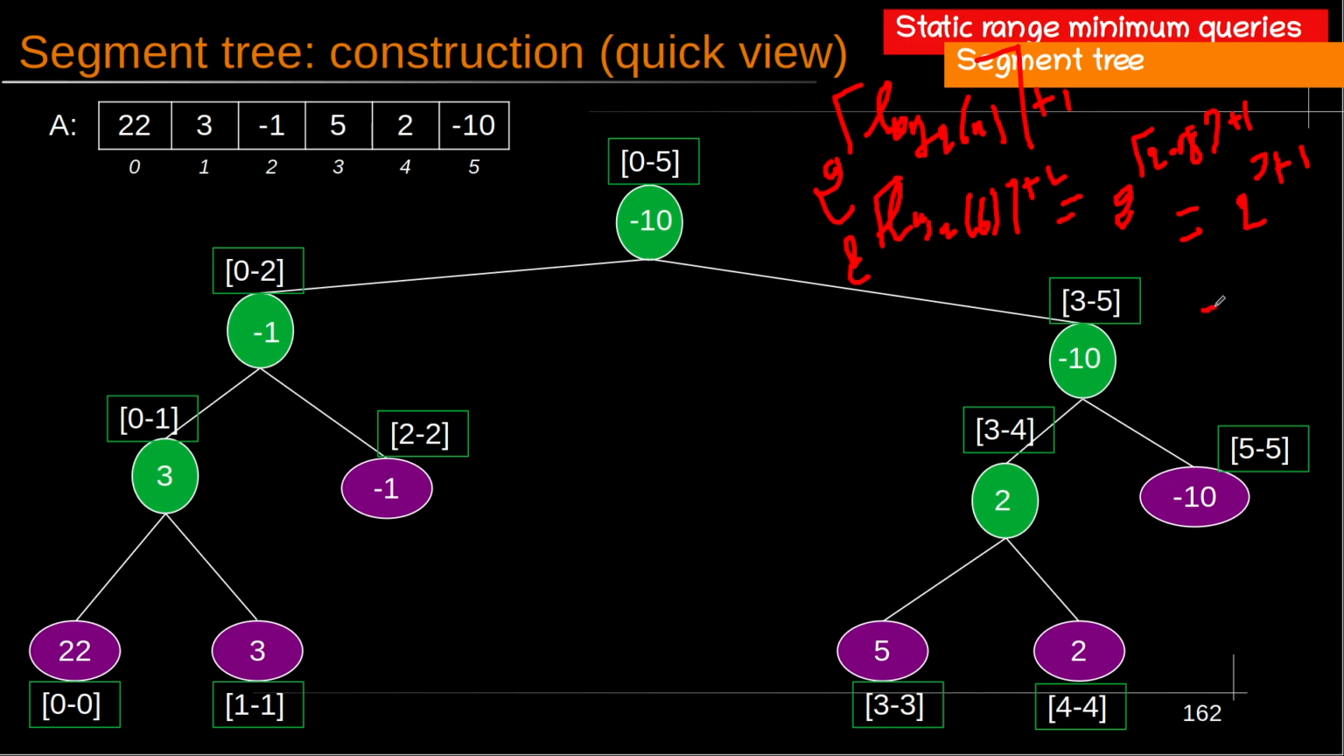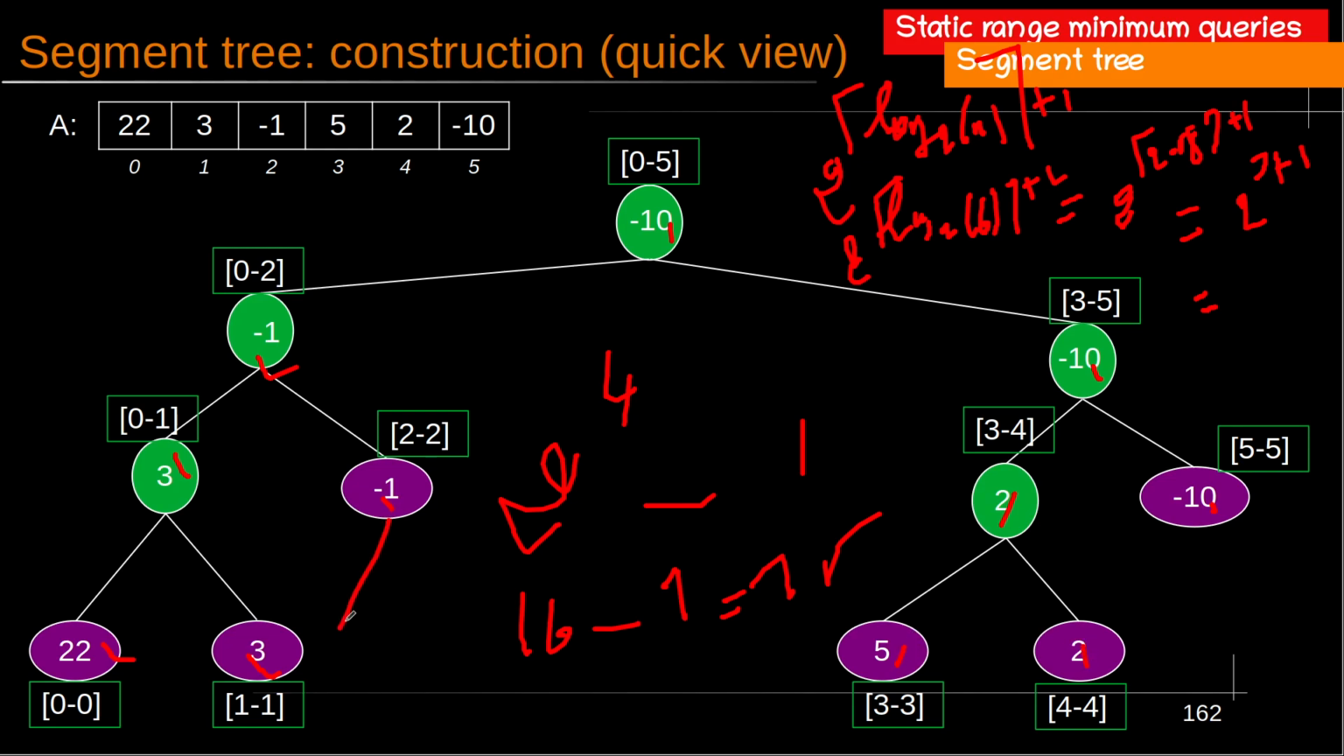Okay, so here the number of nodes is equal to 2 power 4 minus 1, which is 16 minus 1, equal to 15. If I count all the nodes here, I will find 15. 1, 2, 3, 4, 5, 6, 7, 8, 9, 10, 11, 12, and these 3, we have 15.